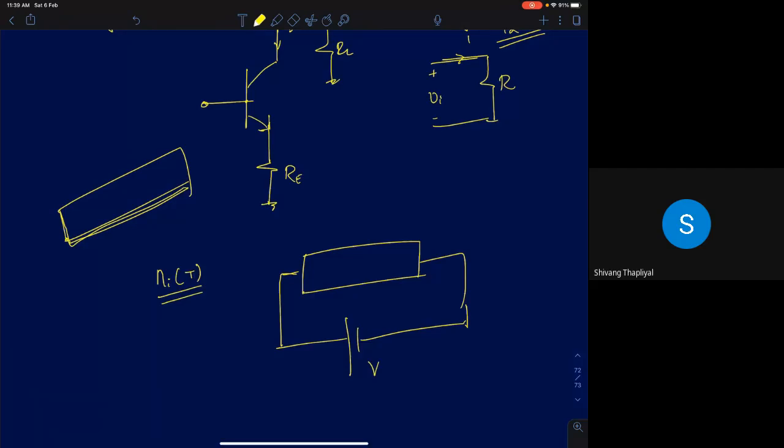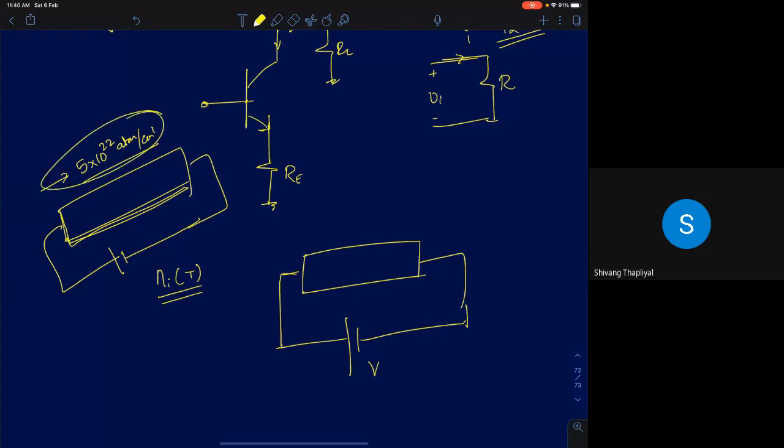So let's assume that metal has something of this order, 5 × 10²², atoms per centimeter cube. This is the number of atoms. So what will be the number of carriers or number of electrons available for conduction? If I apply a voltage source, how many electrons do you think will participate in conduction? All, right? Almost every atom will have an electron. Most of them will participate in conduction. The metal will give you almost 5 × 10²².